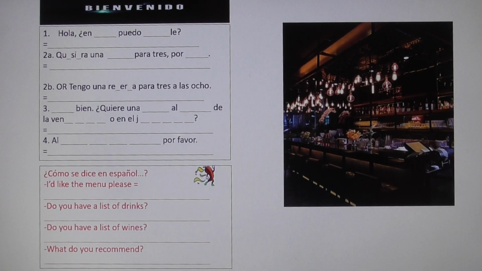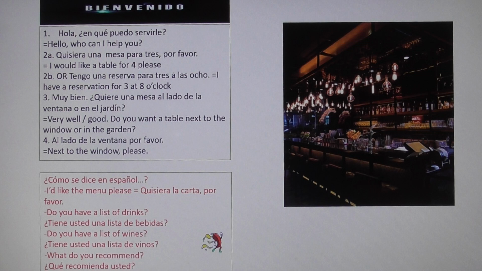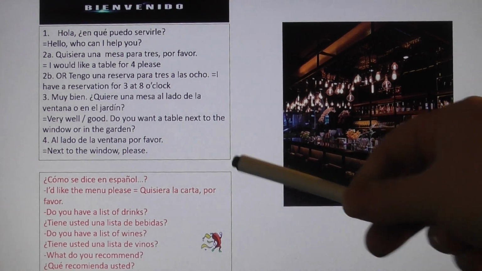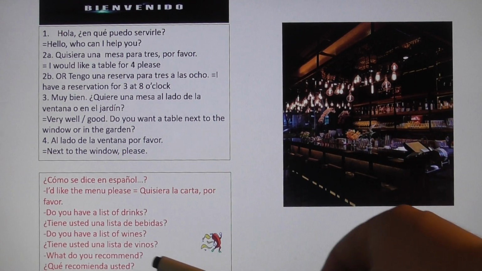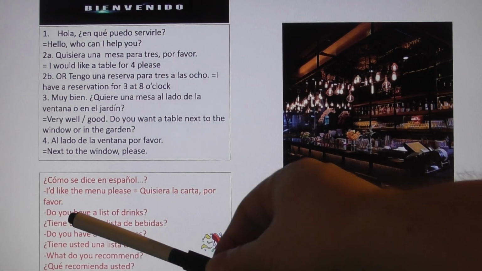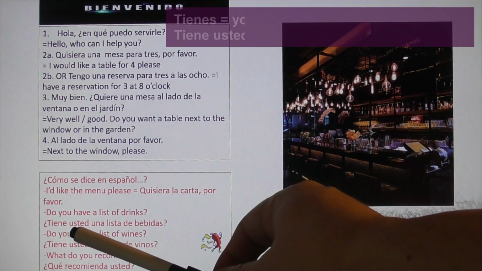Y listos en 1, 2, 3. Okay, I'm going to leave that up for you to have a look through and correct your work. Just wanted to point out a couple of things, particularly about the red task, is we're actually using the usted form here, the polite form of you. So your verb endings will be slightly different.